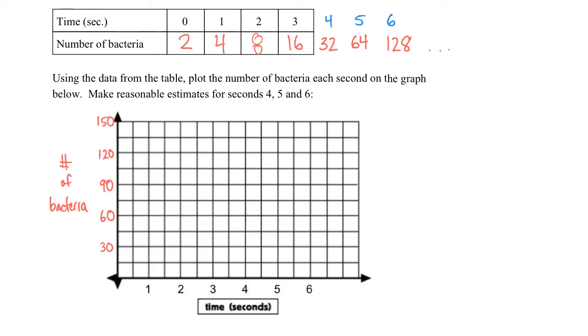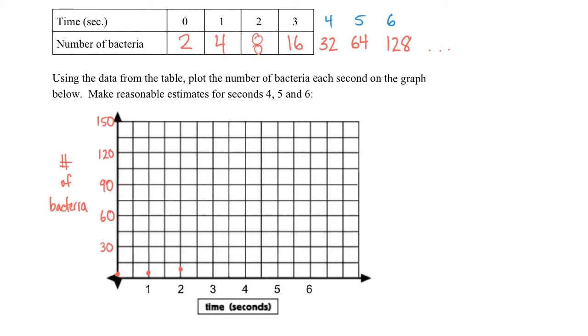So at 0, I'm at two bacteria. So that's going to be way down here, almost to 0. And then at 1 second, I'm just a little bit higher at 4 bacteria. And then the next one is 8 bacteria. Remember, this first line is 15, so I'm not there yet. 8 is only about halfway there.